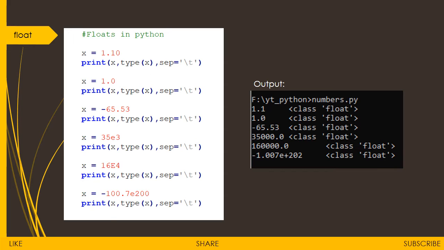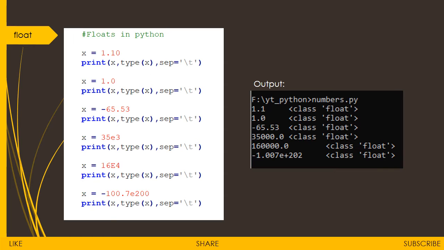1.10 is called a float number. We stored it in an x variable and we printed the value of x and the type of x. We get the value of x equals to 1.1 and the type of x is given by Python, which is float type of data, as we can see in the output. Now x equal to 1.0. We are having 0 after the point.